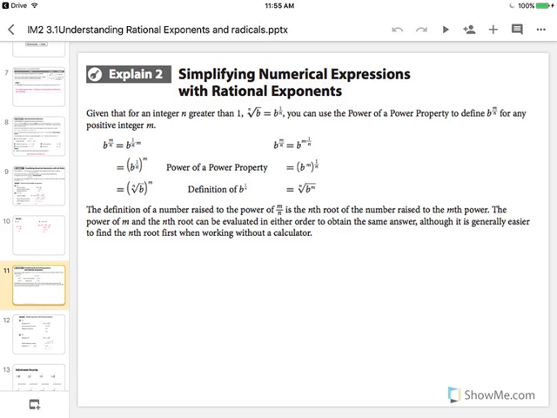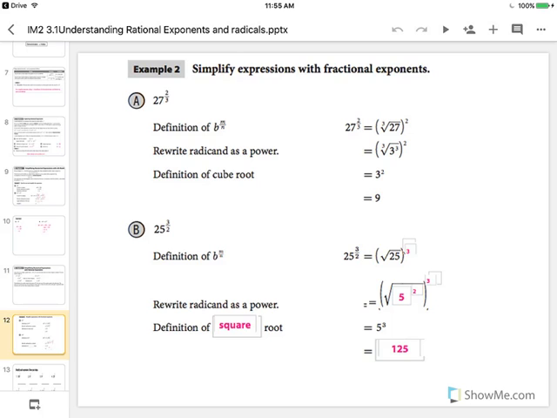Right, so let's continue with our notes. Now we have our rational exponent. Given that for any integer n greater than 1, the nth root of b can be written as b to the power 1 over n, you can use the power of a power property to define b to the m over n for any integers. We went through this already. Okay, so let's go through some examples. For example A, we have 27 raised to the power of 2 over 3.